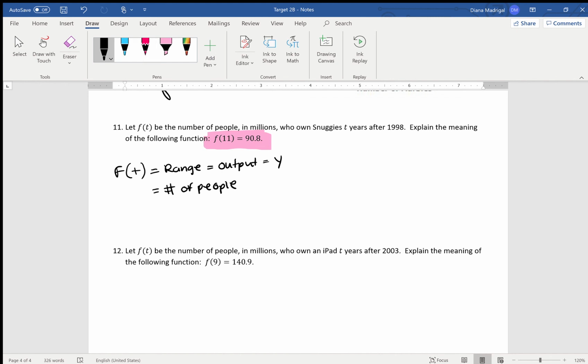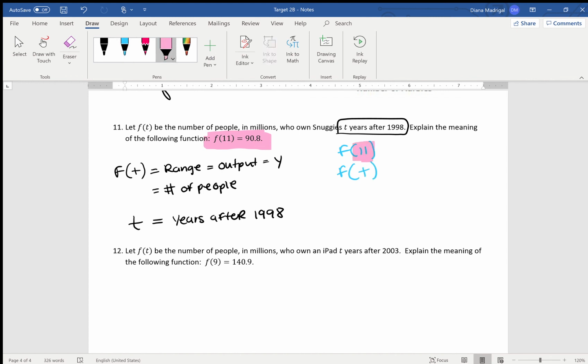And t means years after 1998. Okay, so it didn't just say years, it said years after 98. So they gave you a specific date and it's saying years after that date. So if they're saying that it's f of 11, that means 11 years after, because 11 is t, and we know that t means years after 1998. So it's 11 years after 1998.